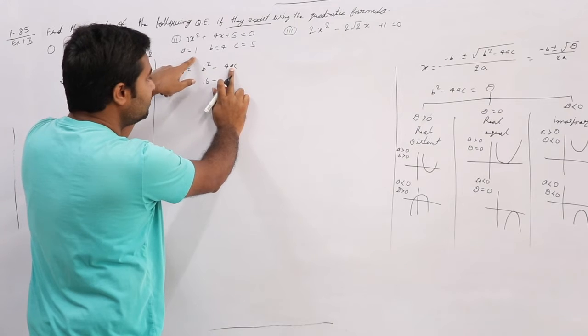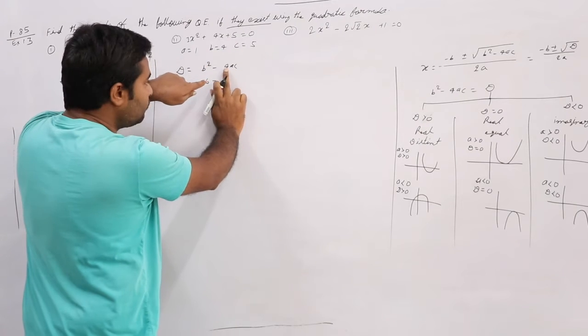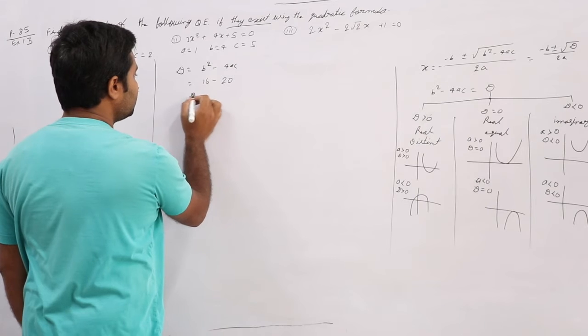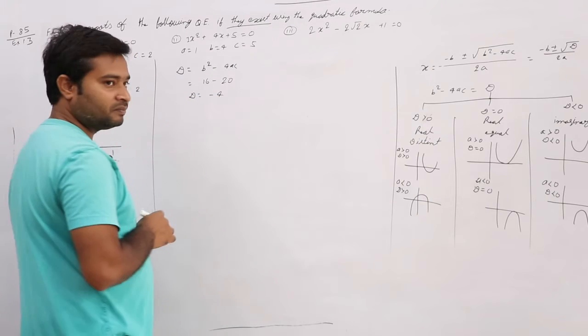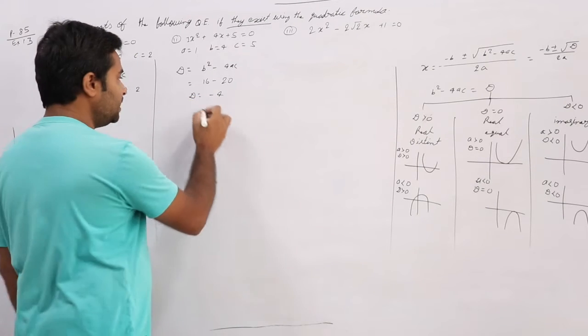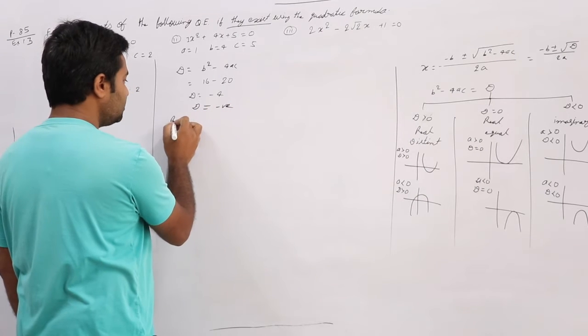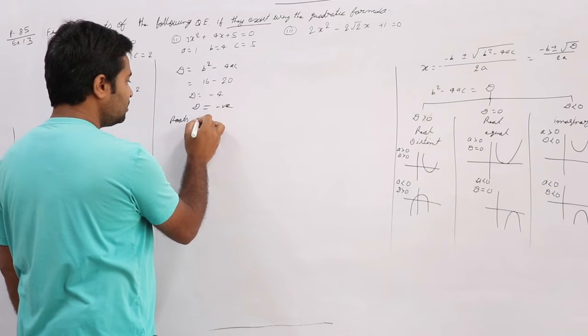A is equal to 1, c is equal to 5, so 4 5s are 20. So what do we get? D is equal to 16 minus 20, which is minus 4. D is equal to minus 4, which means D is negative. So the roots are imaginary.